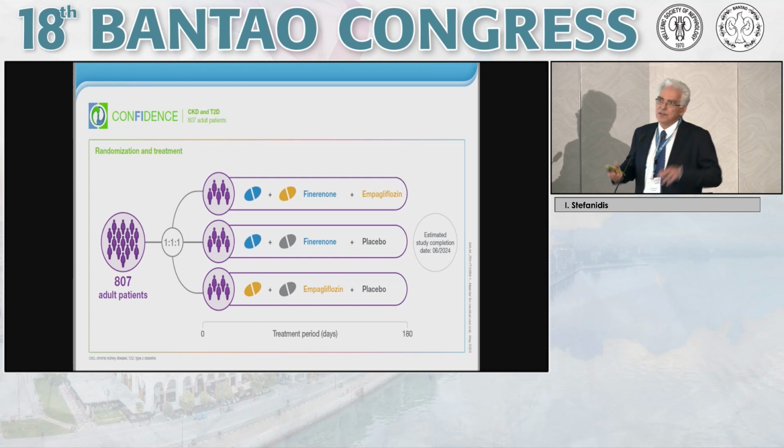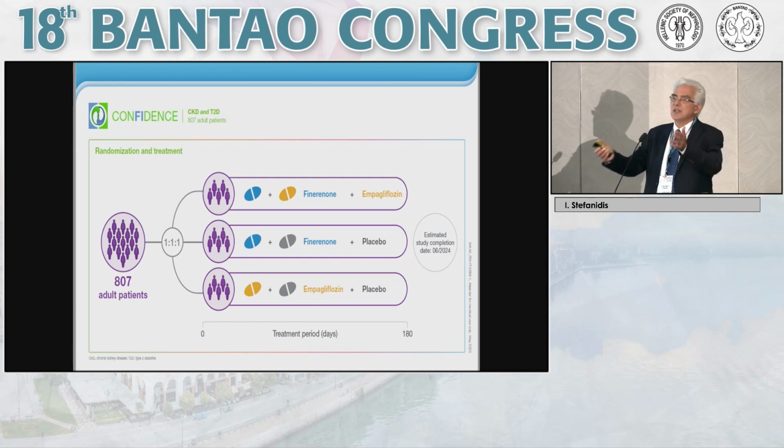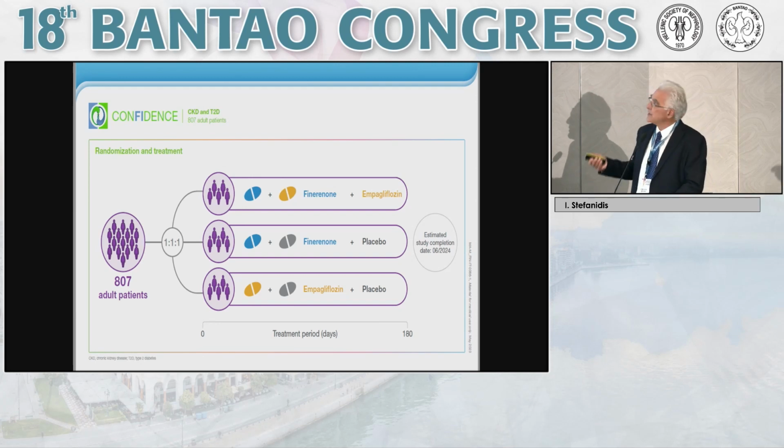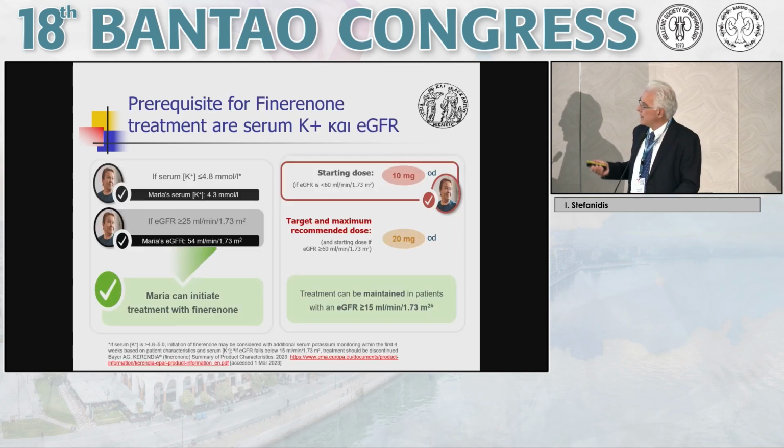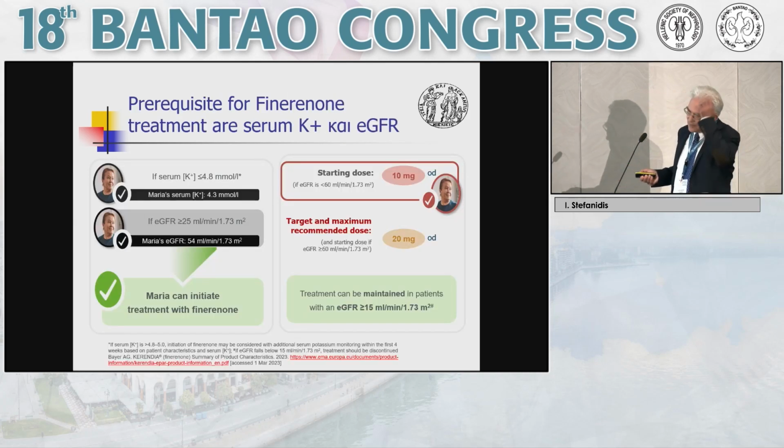What does it say? Not so much. It's an indication. Studies are coming. The same study in humans is following, and we will have the results in 2025. Many other studies are planned in this context. The prerequisite for finerenone treatment, as for every MRA, is serum potassium and eGFR.